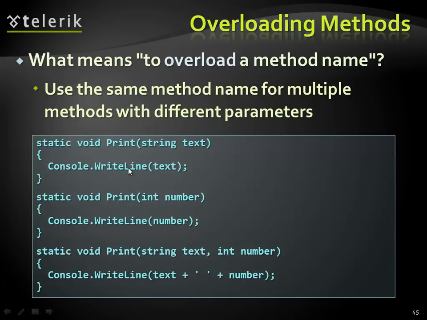Just like when this one calls writeLine, it can send the string. And when this one calls writeLine, it sends the int. And when this calls writeLine, it sends, well, a string and a converted integer. So also writeLine is an overloaded method in this case, and it can be sent each one of these variables. So in your program, you can call print with each one of those signatures, and it will still be okay.